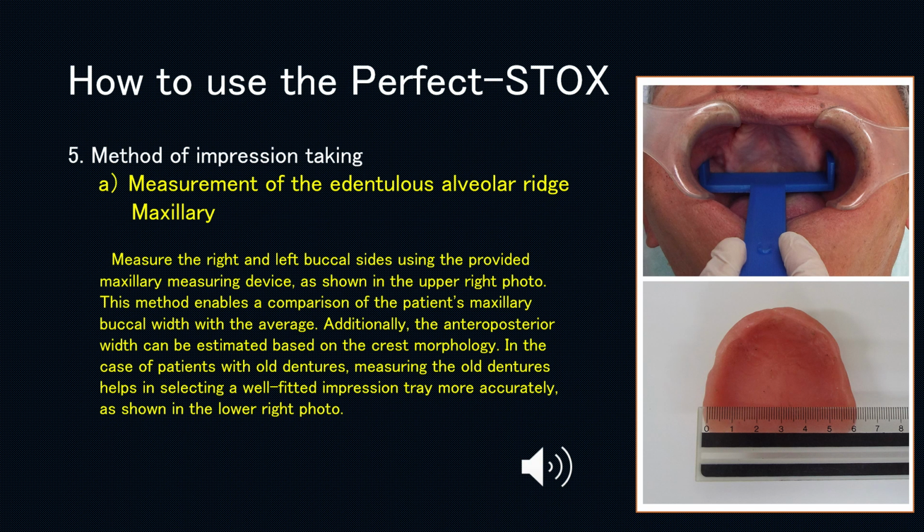5. Method of impression taking. A. Measurement of the edentulous alveolar ridge. Maxillary. Measure the right and left buccal sides using the provided maxillary measuring device, as shown in the upper right photo. This method enables a comparison of the patient's maxillary buccal width with the average. Additionally, the anteroposterior width can be estimated based on the crest morphology.